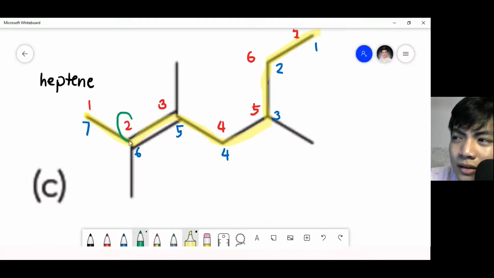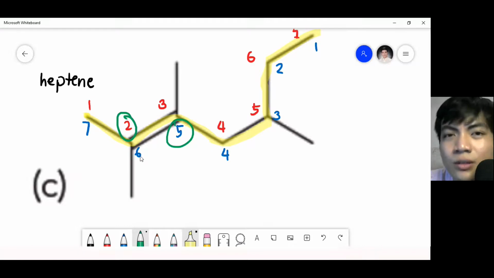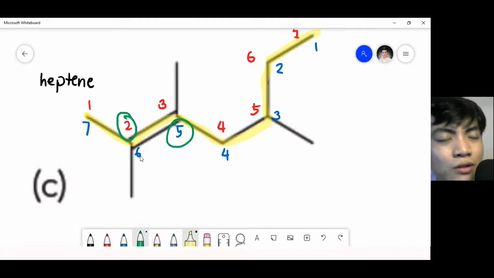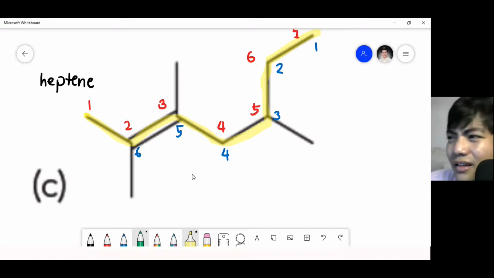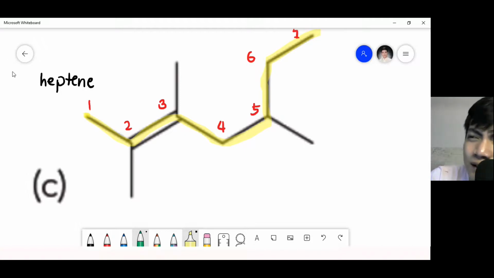Bakit red? Kasi our double bond starts at carbon number 2 if we use the red numbering, while the double bond will start at carbon number 5 if you use the blue numbering. And of course, 2 is lower than 5, so we prefer the red one, okay? So we will choose the red one. So as you can see, the double bond begins at carbon number 2, so you can write it as 2-heptene. What else? Your substituents. So this is 2-methyl.